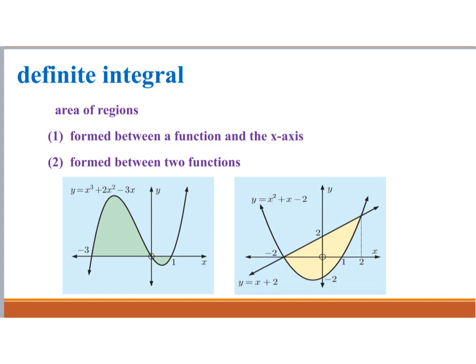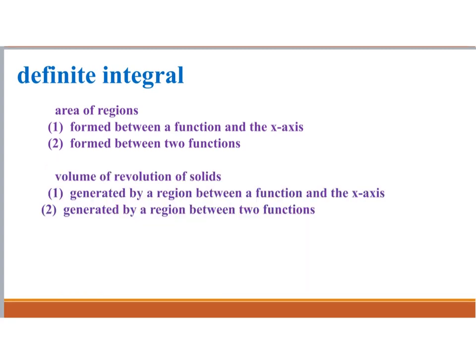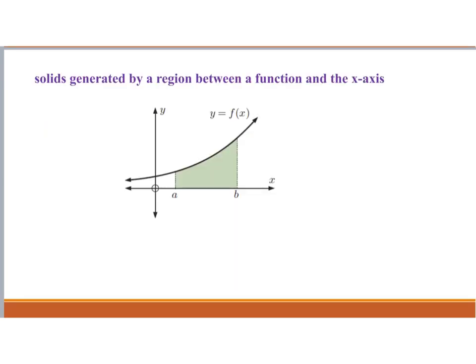And definite integrals are also used to find a certain kind of volume. We call it volume of revolution of a certain kind of solids. We also will take two cases here: solids that are generated by a region between a function and the x-axis, and a solid generated by a region between two functions when these regions are rotated around the 360 degrees or 2 pi radians around the x-axis. So this is the first case.